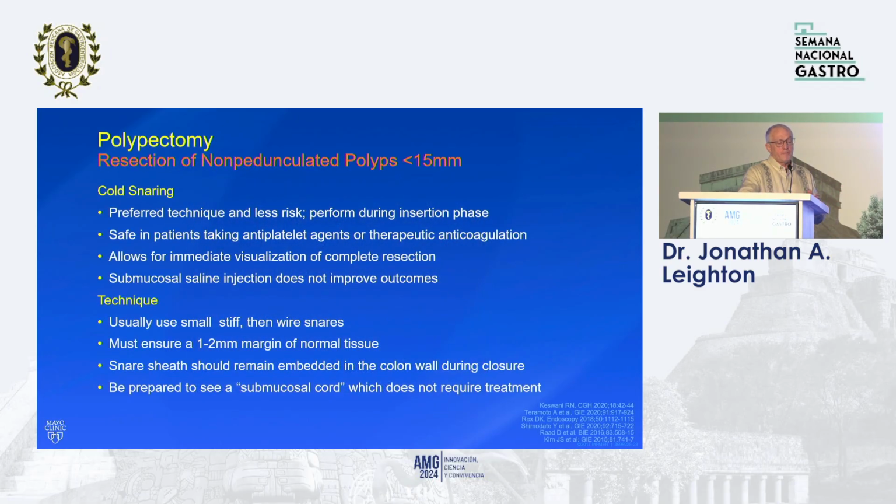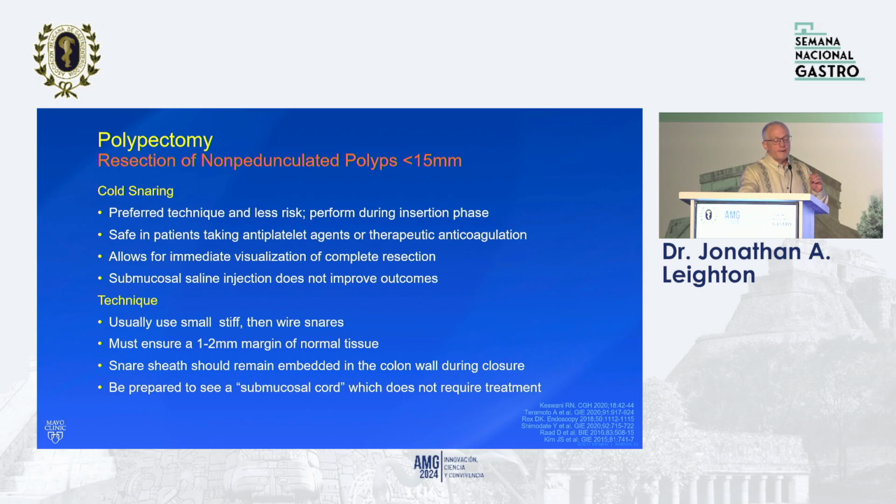Now, for resection of non-pedunculated polyps less than 15 millimeters, cold snaring is the preferred technique. It's less risk. You can perform it during the insertion phase. It's safe in patients taking antiplatelet agents or even therapeutic anticoagulation. It allows for immediate visualization of complete resection, and you don't have to use saline injection. And the technique is usually to use a small, stiff wire.